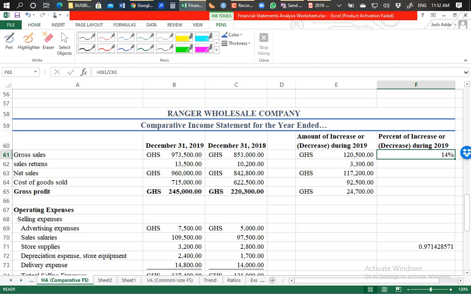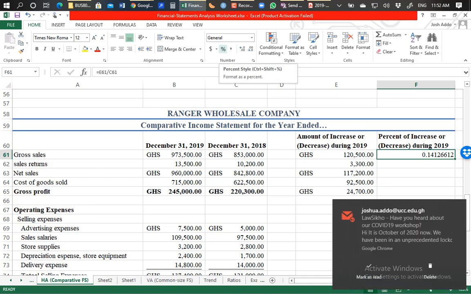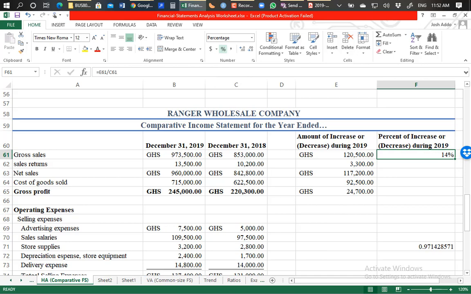Let me show you. It will initially show it as a fraction. Then if you want to see it in the normal percentage form, you just click on the cell that contains this value, and then click on this button. This is the percent button. When you click on it, it will convert this figure to a percentage, 14%.